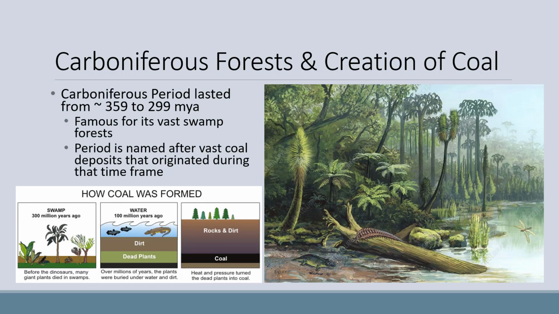The answer to higher O2 levels around 300 million years ago is the Carboniferous period. The Carboniferous period was famous for its vast swamp forests, so lots of vegetation was photosynthesizing and making organic matter and oxygen. The period is actually named after super vast coal deposits that originated during that time frame. Coal is made when plant matter is buried. Swamps are a great place to bury organic matter because the sediments and water are typically very anoxic, which slows down or completely prevents decomposition and respiration.